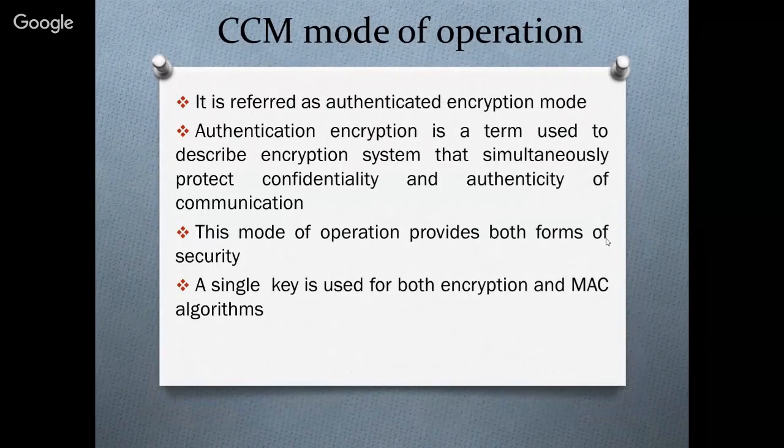Second is the CCM mode of operation, that is, Counter with Cipher Block Chaining Message Authentication Code. This is also referred to as an authenticated encryption mode. Authenticated encryption is a term used to describe an encryption system that simultaneously protects the confidentiality and authenticity of communication.